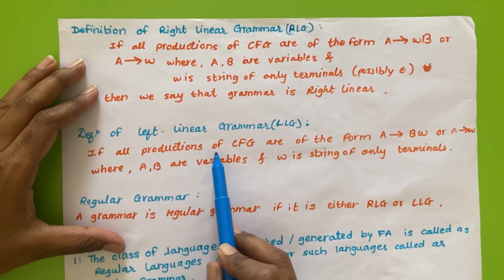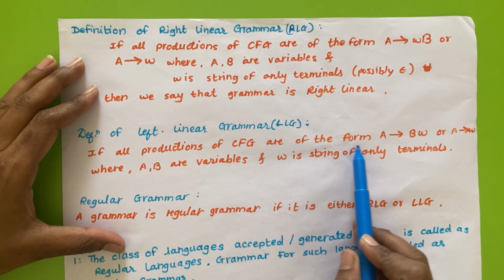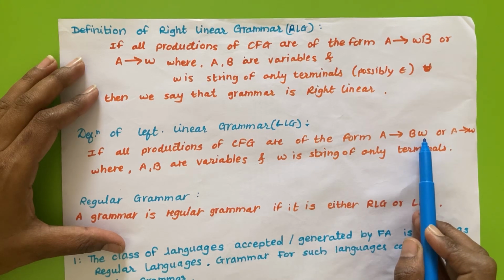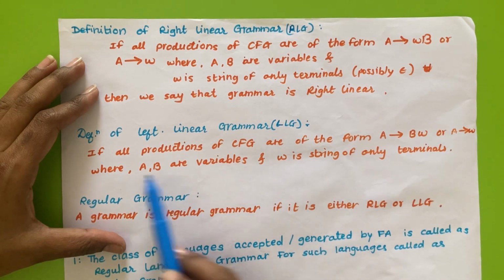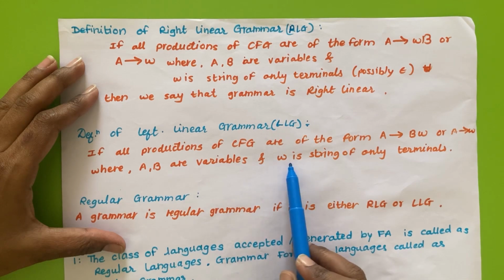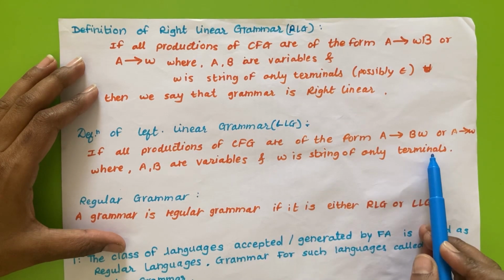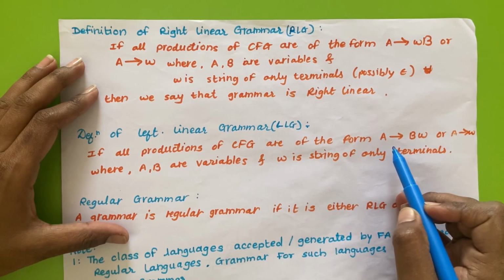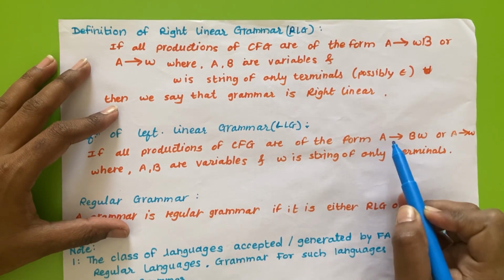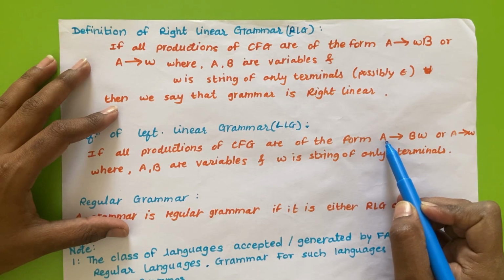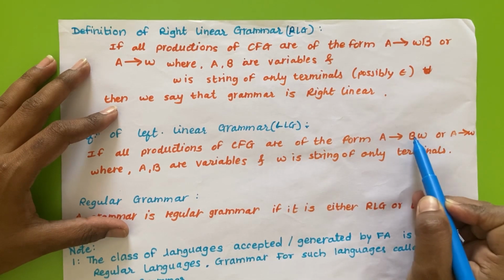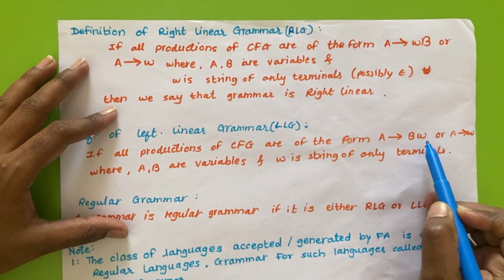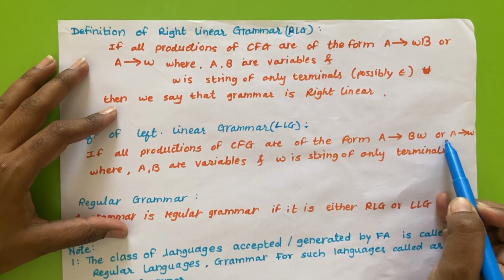So if all the productions of the CFG are of the form A tends to BW or A tends to W, where A and B are variables and W is a string of only terminals. Here is the same case. The difference is that we should have all the productions of the form A tends to BW, where B is a single non-terminal and W is a list of terminals and terminals only.